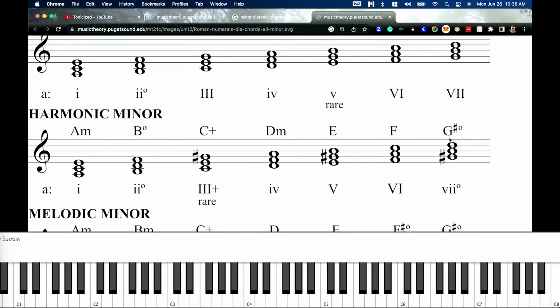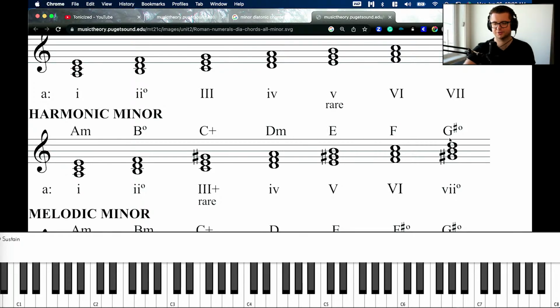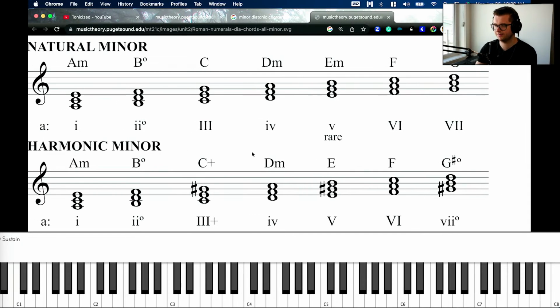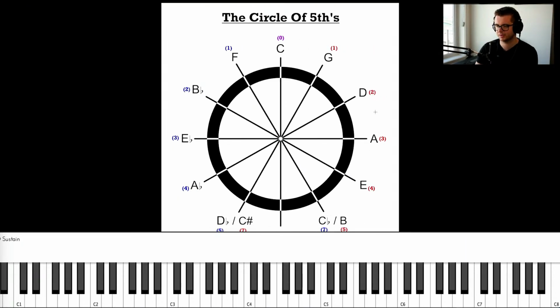All right, let's now talk about the parallel minor. The same concept that we've talked about with our natural minor is going to apply to our parallel minor. The parallel minor is, like I said before, C minor is going to be the parallel minor of C major. So it has the same name as the major, but we have to know the circle of fifths. So let's do that quickly.